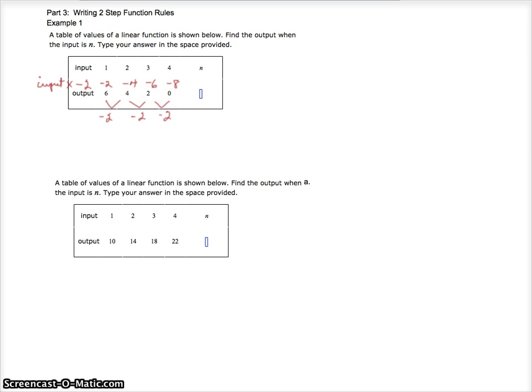Now we need to see how far it is from 6 to -2. How did I get from 6 to -2? So let's change colors. We're going to find the difference of these. So we'll do 6 minus -2, 4 minus -4, 2 minus -6, and 0 minus -8.